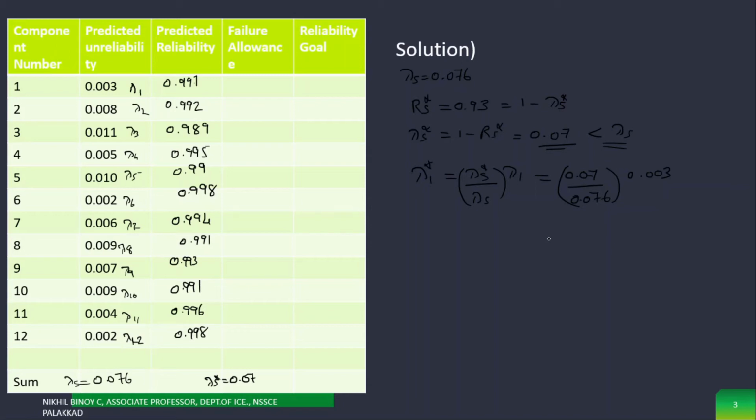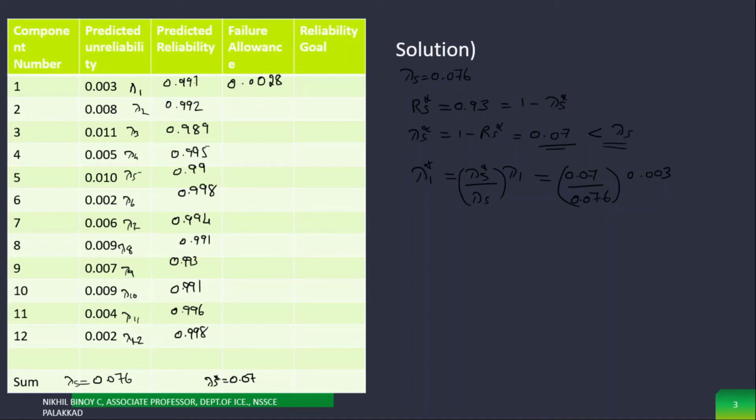Okay. So we have 0.07 divided by 0.076, all into 0.003. So the desired failure rate of the first component is 0.002763. If you are using 4 significant digits, this is 0.002763.